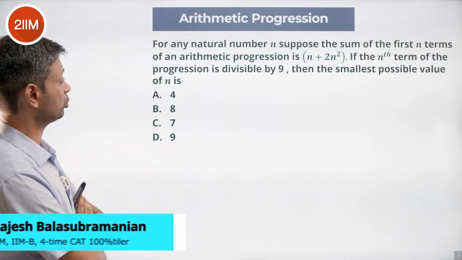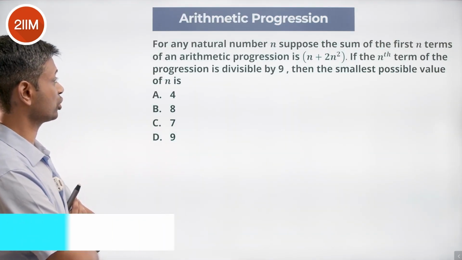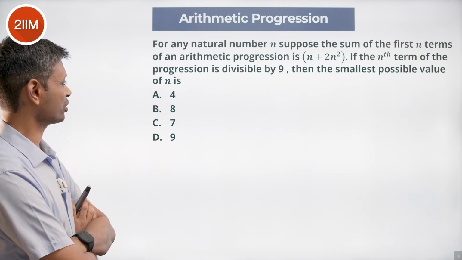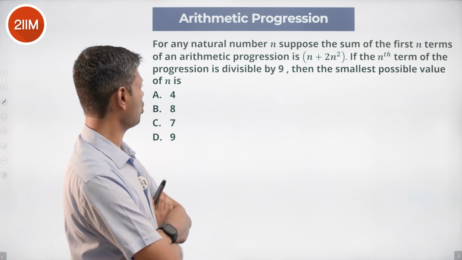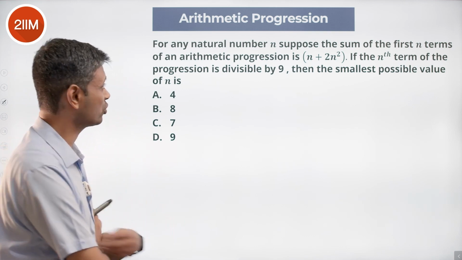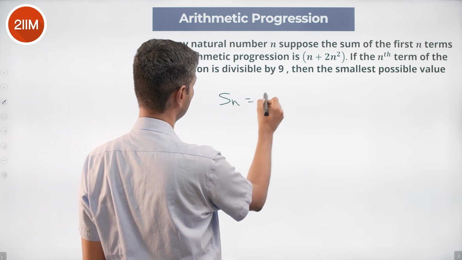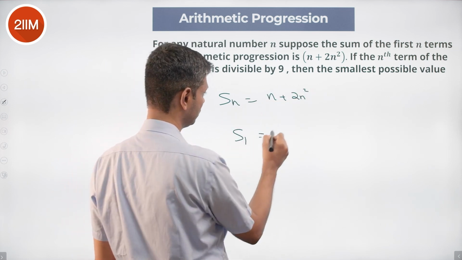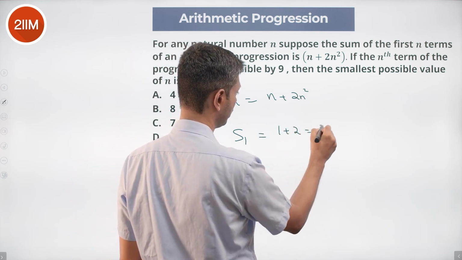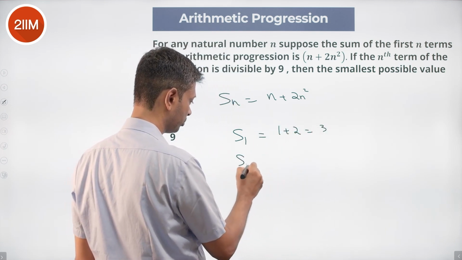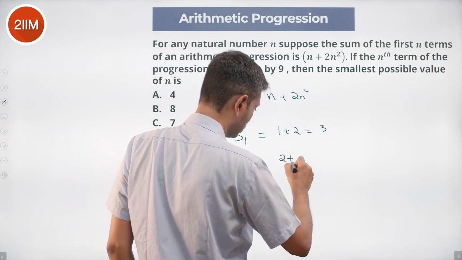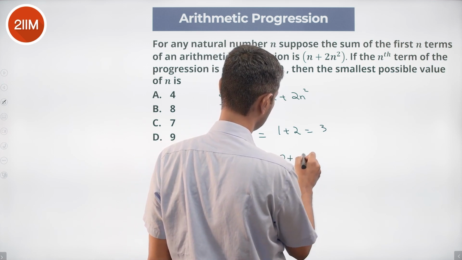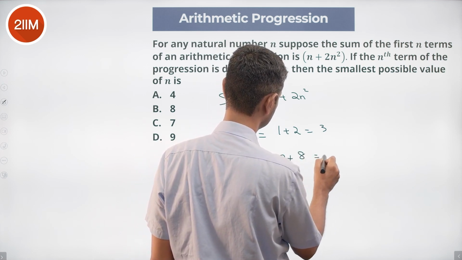For any natural number n, suppose the sum of the first n terms in an arithmetic progression is n plus 2n square. If the nth term of the progression is divisible by 9, then the smallest possible value of n is? Sum up to n terms is n plus 2n square. What will I do? I'll find the sum up to one term. This is 1 plus 2, which is 3. And the sum up to two terms: 2 plus 2 into 2 is 4, 4 into 2 is 8, 2 plus 8 is 10.